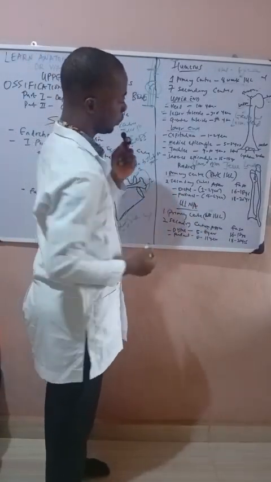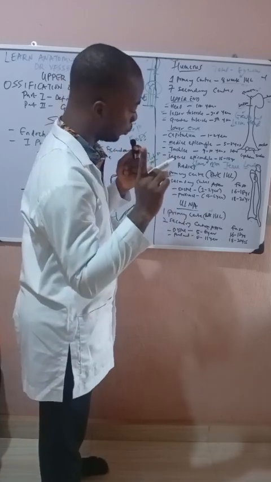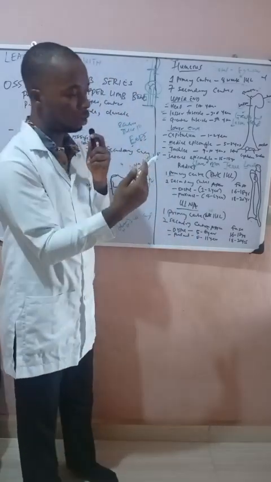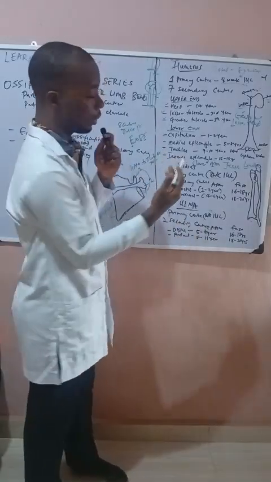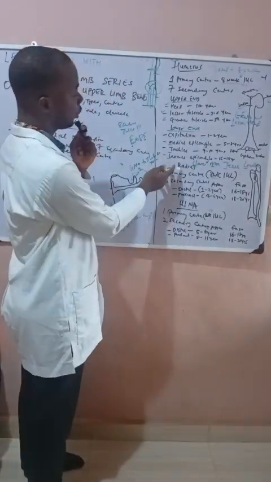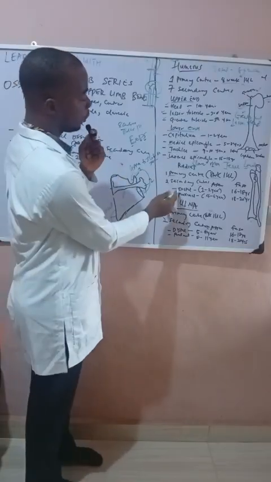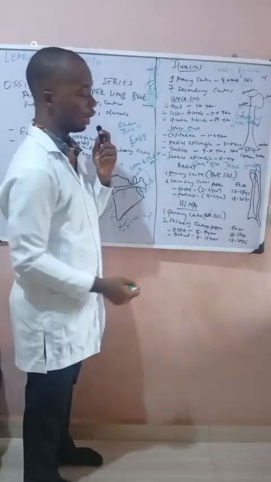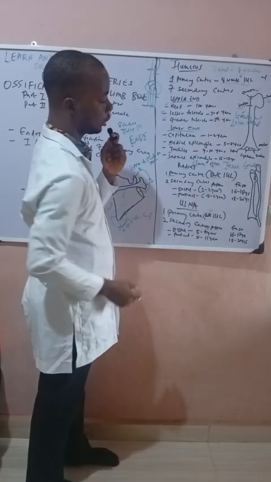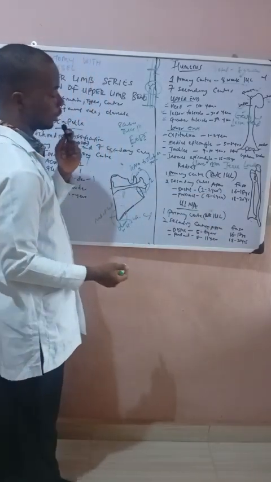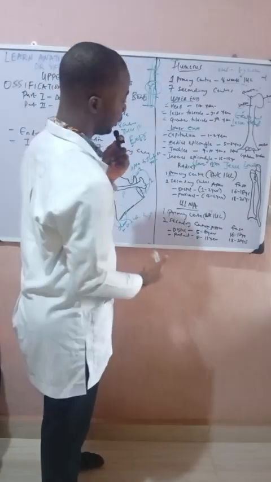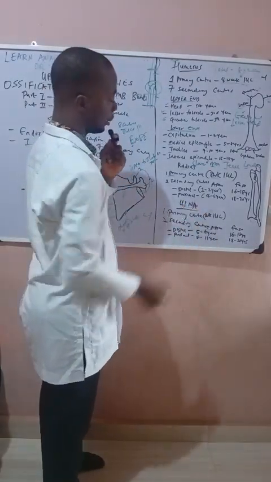Now, it has 2 secondary ossification centers. Remember what I told you, that the growing end appears first, then fuses later. And the growing end for the radius is what? The distal end of the radius. And it appears first, which is at 1 to 2 years. Now the proximal end is the non-growing end of the radius, which appears later.